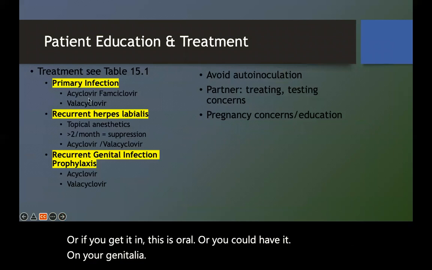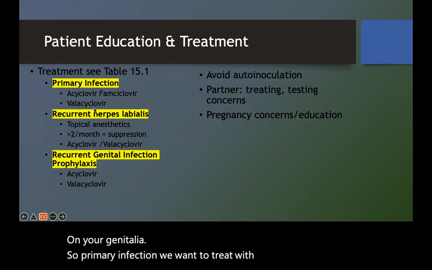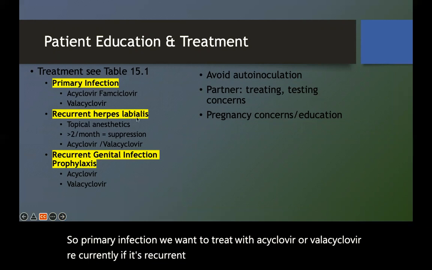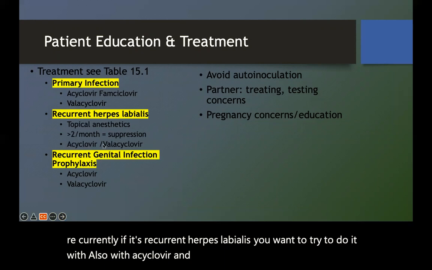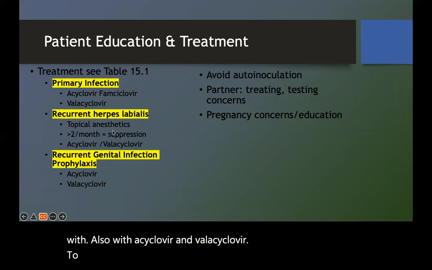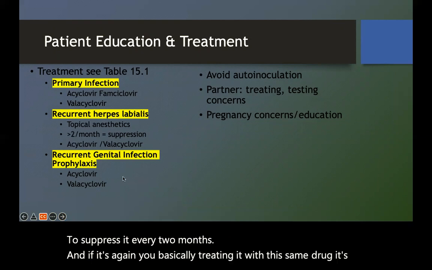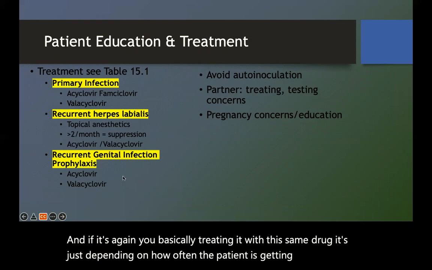So primary infection, we want to treat with acyclovir or valacyclovir. Recurrently, if it's recurrent herpes labialis, you want to try to use acyclovir and valacyclovir to suppress it every 2 months. Again, you're basically treating it with the same drug. It's just depending on how often the patient is getting the recurrent genital infections.